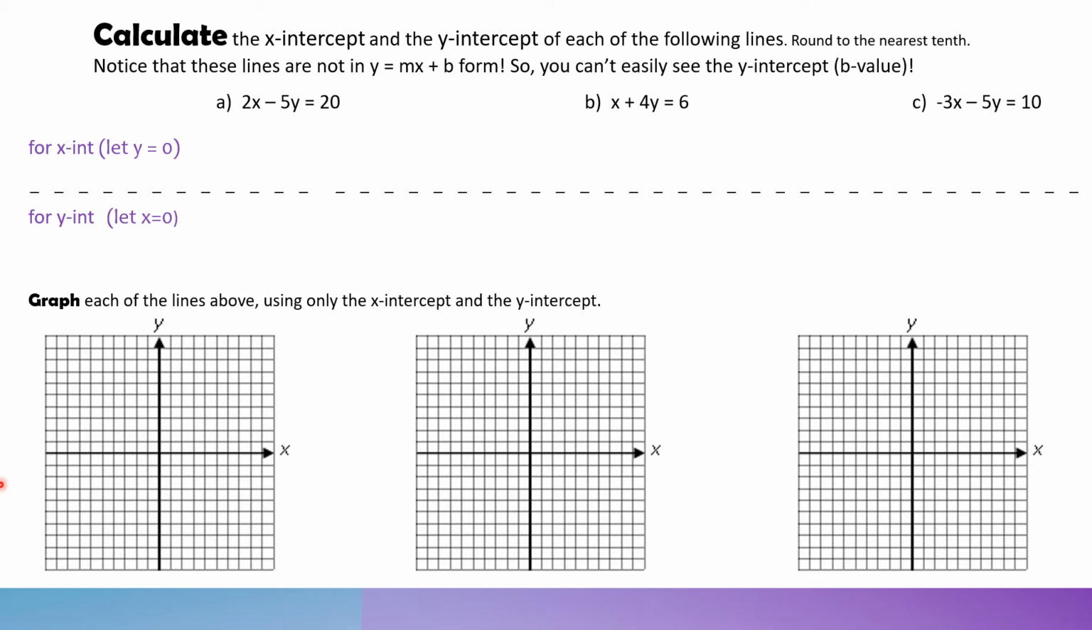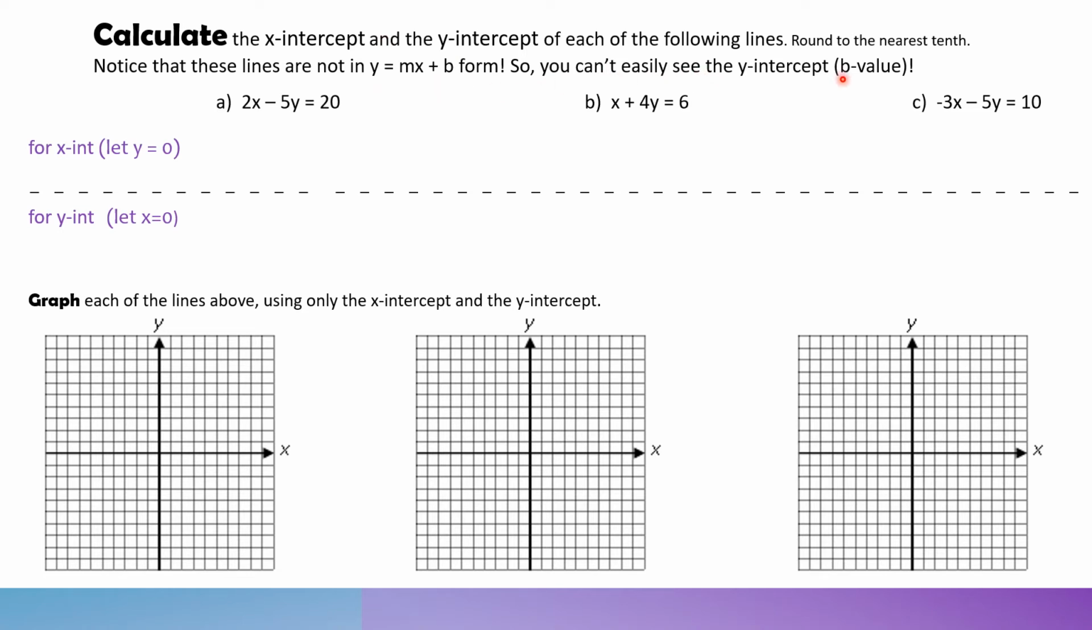So this is our last slide. Calculate the x-intercept and the y-intercept of each of the following lines. And we're going to round to the nearest tenth. Notice that these lines are not in y equals mx plus b form, so it's not like the one we just did. So these are harder to graph.